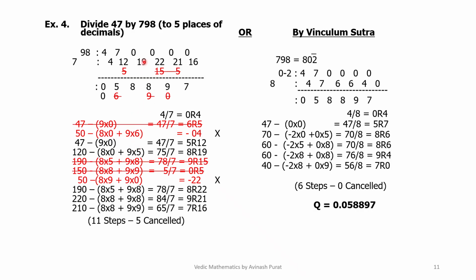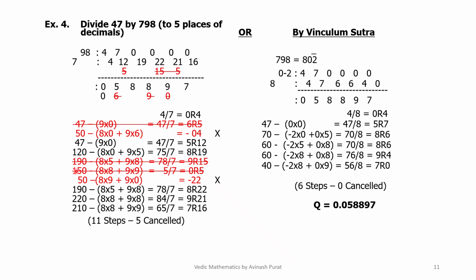Now 190 is the dividend minus 8 into 5 plus 9 into 8, that is 72 plus 40, that is 112. 190 minus 112 is 78. 78 by 7 equals 9 quotient and 15 is the remainder.